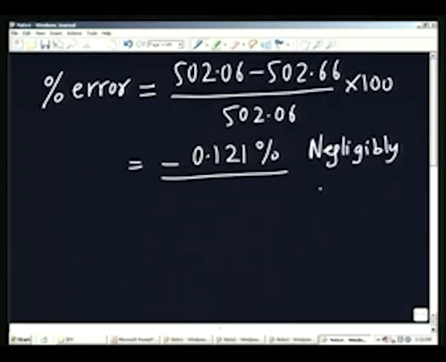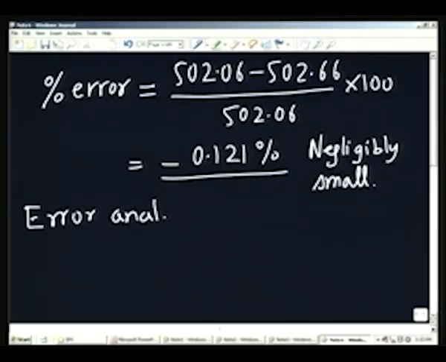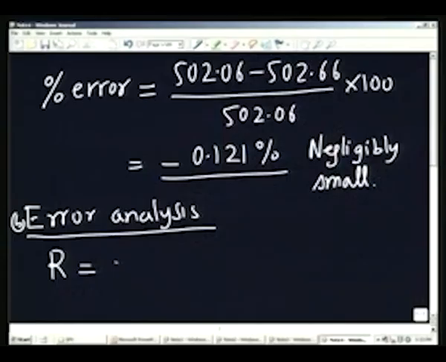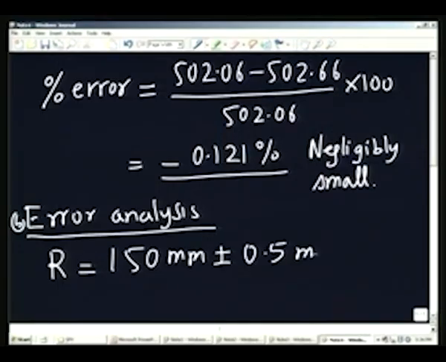The second part of the question concerns the analysis of errors. So, the next one is error analysis, which will actually complete the solution to the problem. This is actually part B. So, what are the errors due to? We know that the value of R which is measured, we have R is equal to 150 millimeters plus or minus 0.5 millimeters. This is one of the sources of the error.